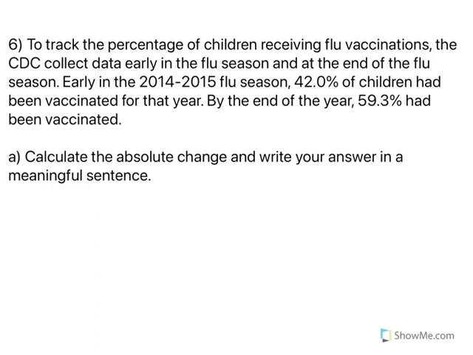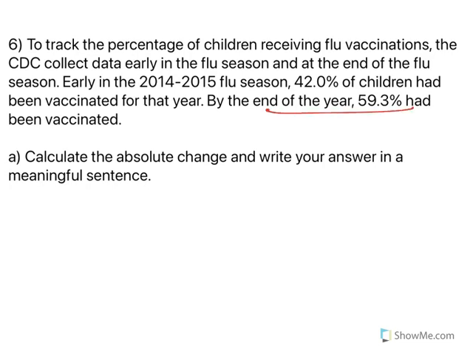Number 6, to track the percentage of children receiving flu vaccinations, the CDC collects data early in the flu season and at the end of the flu season. Early in the 14-15 flu season, 42% of children had been vaccinated for that year. By the end of the year, 59.3% had been vaccinated. Let's calculate the absolute change and write your answer in a meaningful sentence.